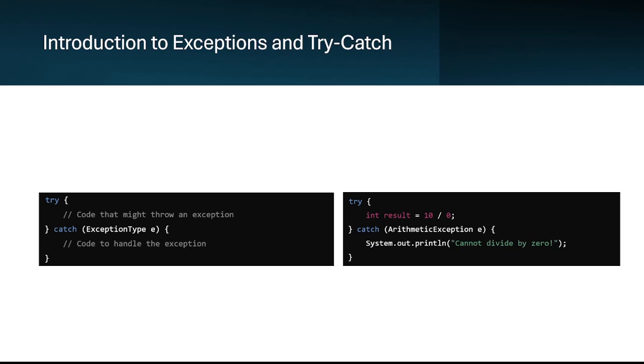To handle exceptions, we use a try-catch block. This block allows us to try a piece of code that might throw an exception and catch that exception if it occurs. Inside the try block, you write the code that might throw an exception. If an exception occurs, Java will stop the execution of the try block and jump to the corresponding catch block where you can handle the exception. You can see an example here on the screen. We're going to try to divide by 0, and we catch the error here, and we print out a message telling the user we cannot divide by 0.